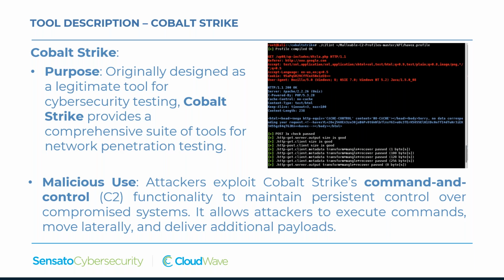Cobalt Strike is actually a tool that was developed for cybersecurity testing, and it provides a comprehensive suite of tools that can be used for network pen testing. On the right in this image, you can see a command line tool that's being used. The attackers are essentially exploiting the benefits that we get out of the pen testing tool and turning it into a command and control tool where they can maintain persistence in an environment or take over compromised systems inside of an environment. They can execute commands, move laterally, and do other things from inside using Cobalt Strike Beacon.